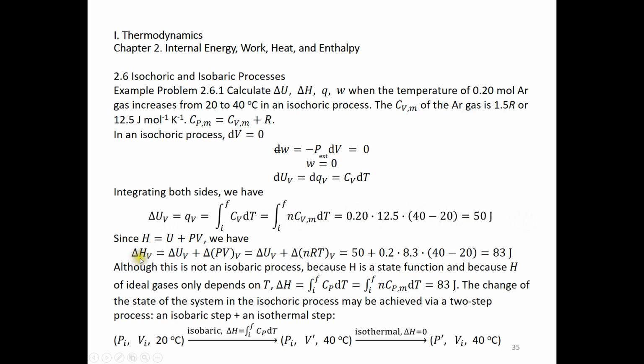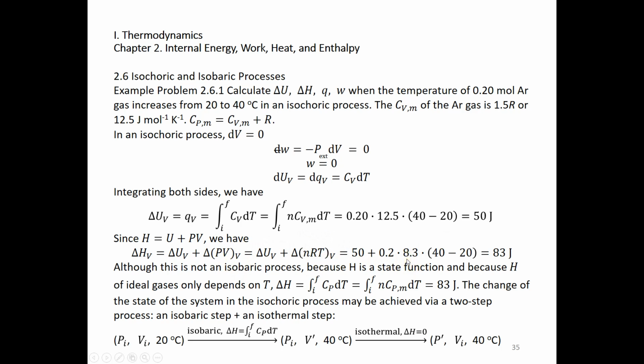How do we get delta H? H is U plus PV, so delta H is delta U plus delta PV. We know delta U is 50 joule. Now we calculate delta PV. It's an ideal gas, so delta PV is delta nRT. And how do we get delta nRT?